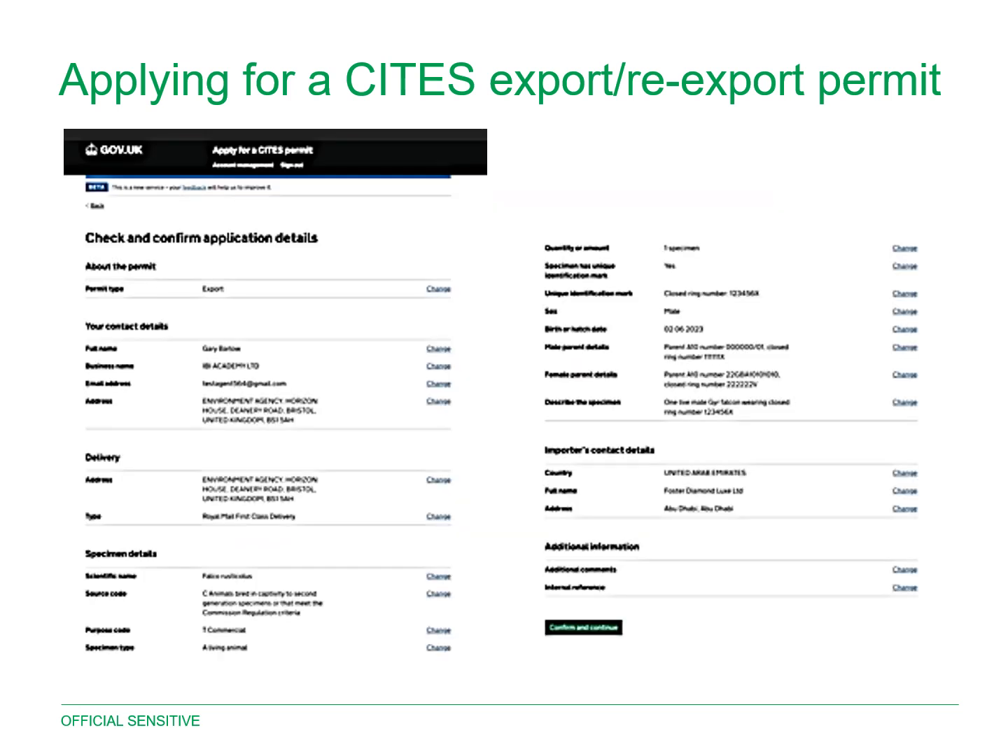On this page, you will be able to see a summary of your application. If there are any details that need to be amended, click on the Change link in the appropriate section. This will take you back to the relevant page to make your amendments. Click Confirm and Continue once you are happy with the summary of your application.